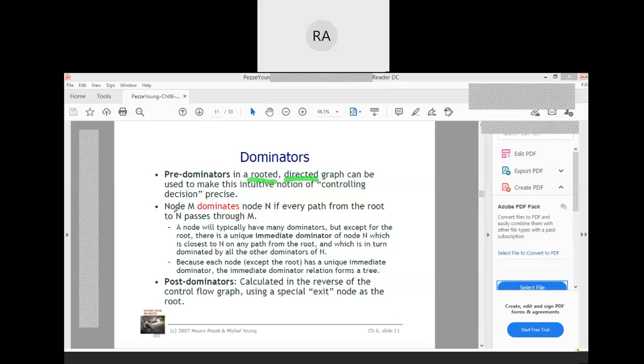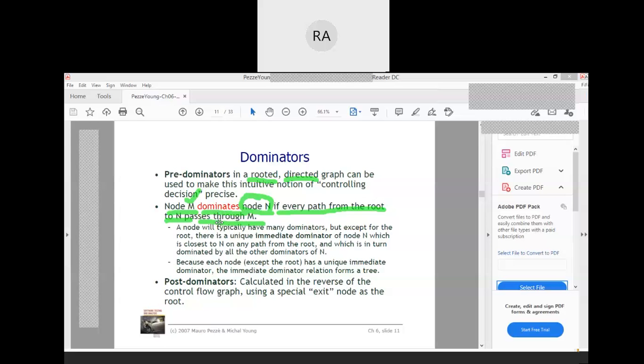What are predominators? Suppose I have a node M and a node N. I say node M dominates node N if every path from the root to node N, the paths arising from the root to the node under consideration, has to pass through node M. Then I can say node M dominates node N, because if I have to transmit the data, I have to pass through node M. That is how node M dominates node N. If there are n number of paths from the root to node N, and all the paths pass through node M to reach node N, then M dominates N.